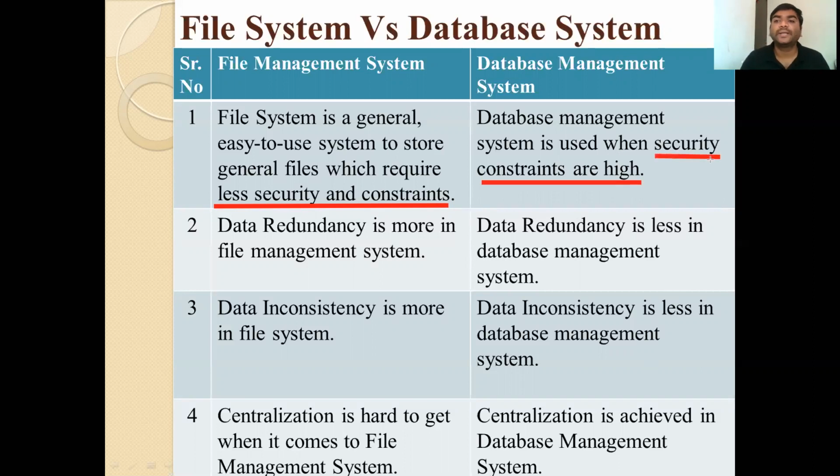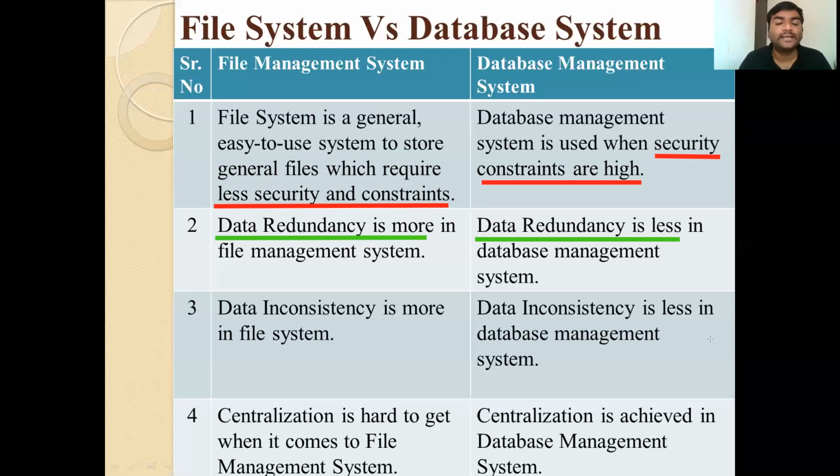If you compare DBMS with the file system, the file system has less security, but the database management system has high security compared to the file management system. The second point is that data redundancy is more in the file management system, while data redundancy is less in the database management system. So what is data redundancy? Data redundancy means duplication of data.